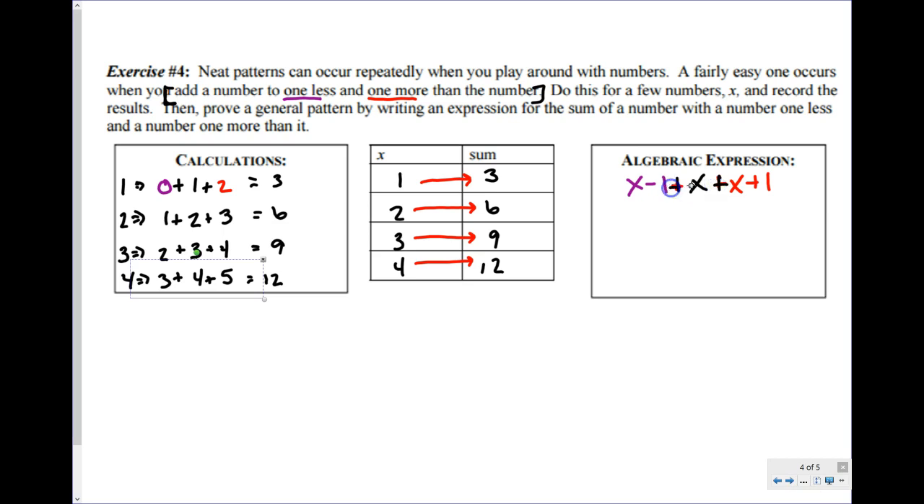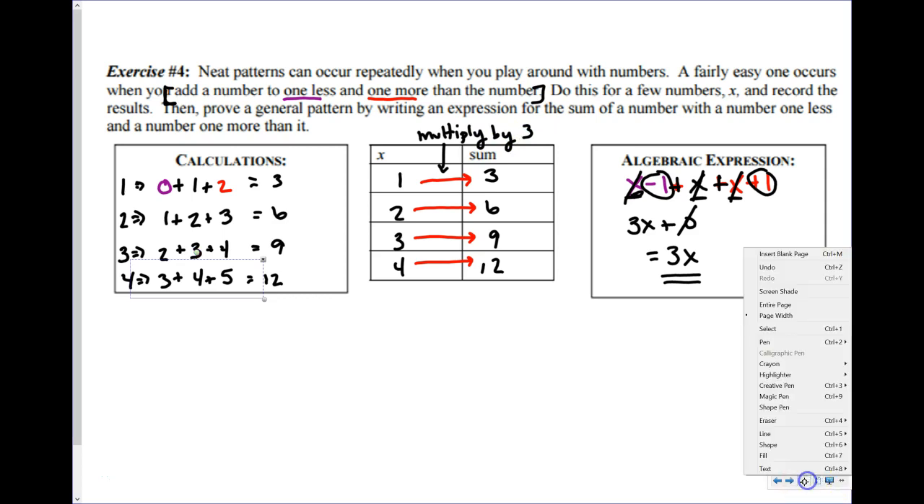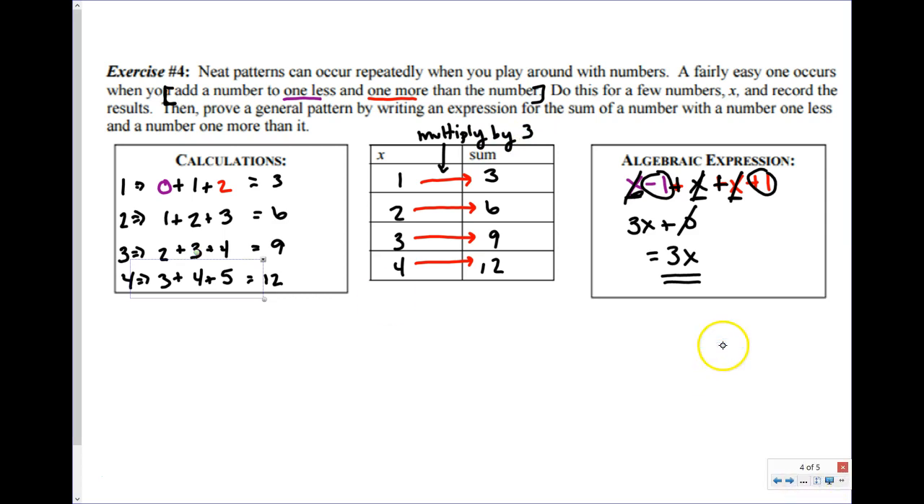Now we can simplify. Let's combine like terms. I have an x and an x. How many x's is that? That's 3 x's. I'm going to cross them out because I'm done with them. And then what's negative 1 plus 1? Negative 1 plus 1 is 0. So that just leaves me with 3x. So what is the pattern here? How do I go from 1 to 3? The pattern is that I'm multiplying by 3.